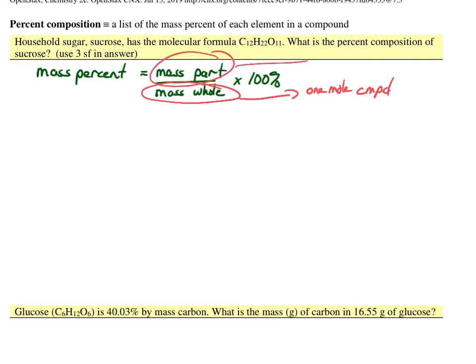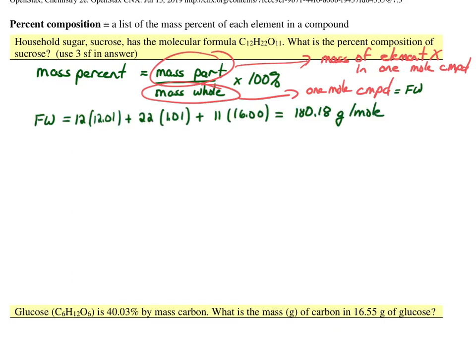So the mass of the part is going to be the mass of element X, whatever element X is, in 1 mole of the compound. The mass of 1 mole of the compound is its formula weight. So we need to determine the formula weight of sucrose. So we calculated our formula weight, which we did by adding together the mass of each element that was involved in the compound.